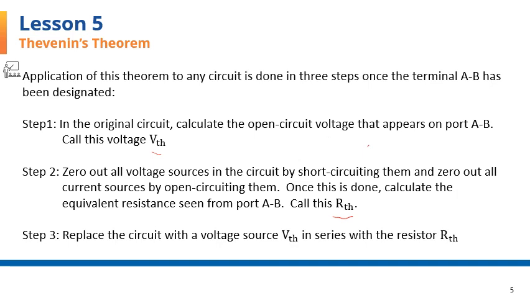To zero out a voltage source, it is replaced with a short, and to zero out a current source, that source is replaced with an open, and we'll see more about these in the upcoming examples. In the last step of forming the Thevenin equivalent circuit, we'll put the voltage source VTH in series with the resistance that we found as RTH, and that forms our Thevenin equivalent circuit. Let's look at an example.